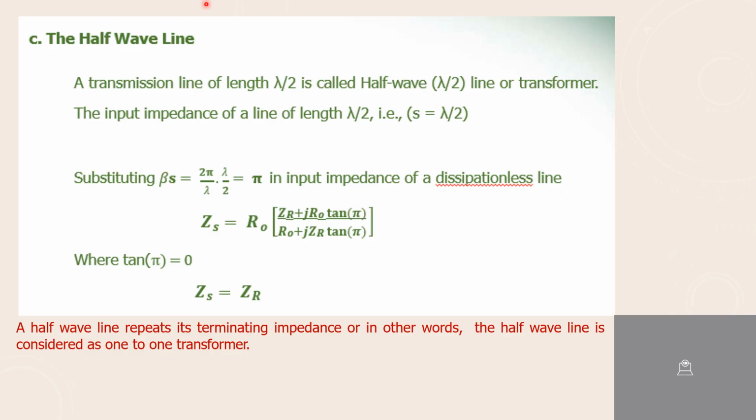So next is the half wave line. By substituting S is equal to lambda by 2 in the input impedance of the dissipationless line, we'll be getting tan pi. So tan pi, we know, is equal to 0. If you substitute tan pi is equal to 0, then we'll be getting Zs is equal to R0. That is, the half wave line repeats its terminating impedance, or we can call this half wave line a 1-to-1 transformer.